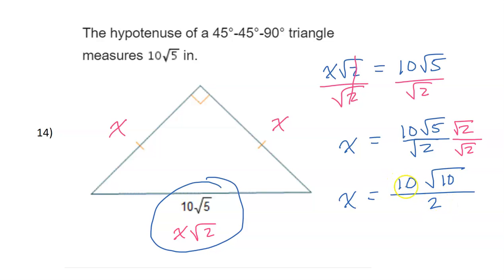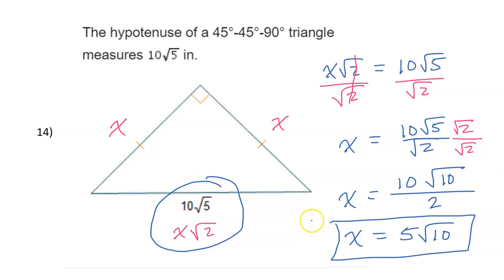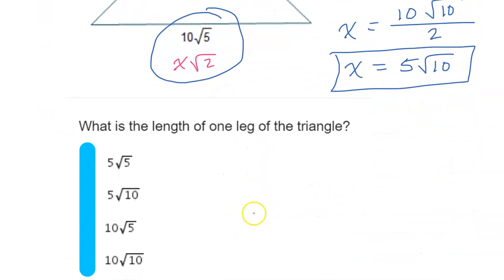Now we can simplify the 10 divided by 2 as normal, and that is 5. So we end up with 5 radical 10. So this should be the answer. And I see this option choice right here. Let's take a look. And there you go.